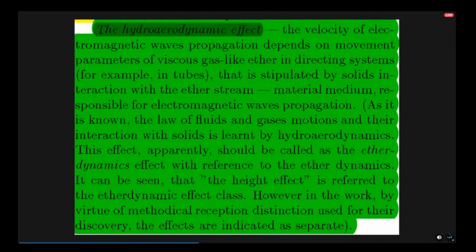So we have the hydroaerodynamic effect. The velocity of electromagnetic propagation will behave differently, and it will obey the equations that describe fluid dynamics, essentially, right, in gases. So when you apply the equations that solve for how fluids interact with Fermi surfaces and dielectric insulators, how the laminar flow and turbulent flow interacts with that.